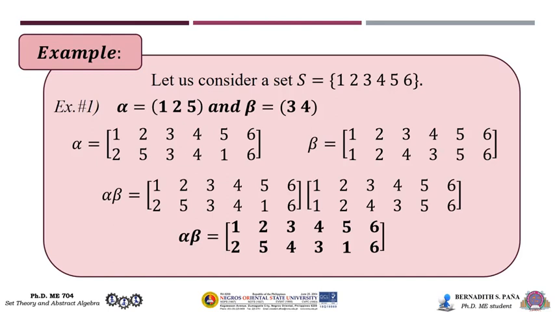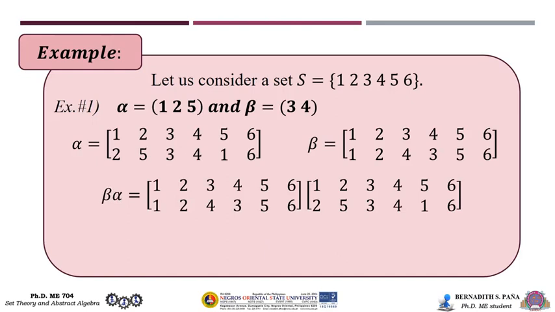Let us do the same for beta alpha. So for beta alpha, we have here the arrays 1 through 6, 1, 2, 4, 3, 5, and 6 multiplied with 1 through 6 and 2, 5, 3, 4, 1, and 6. The same procedure with the alpha beta. Let us start multiplying from right to left.